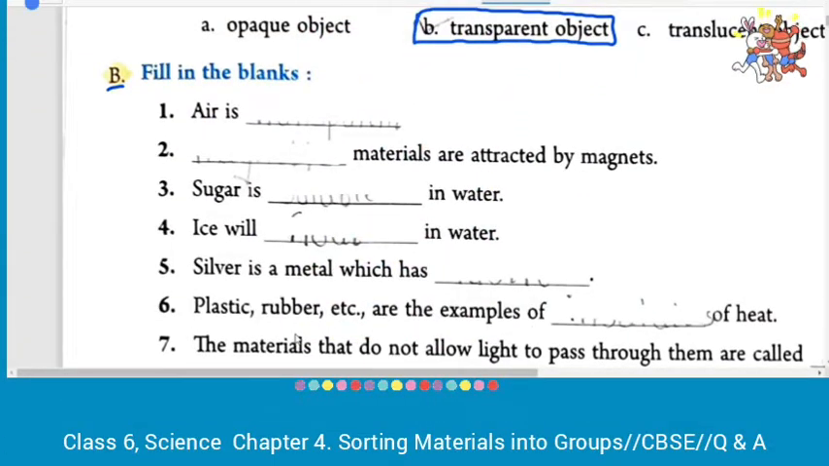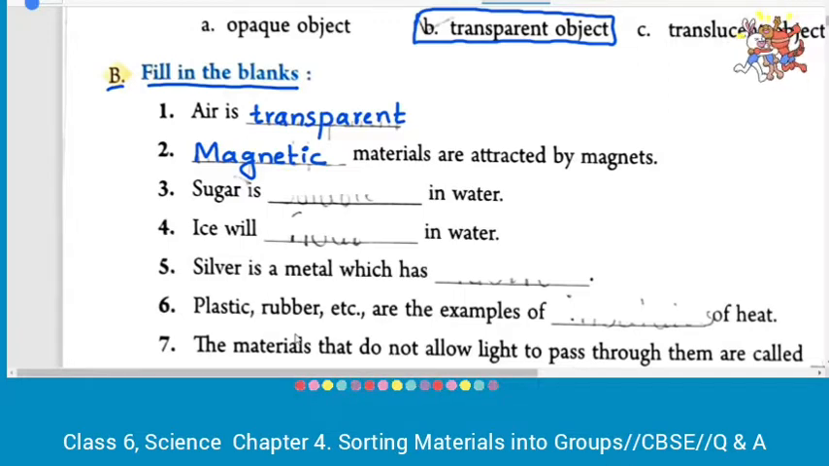Section B, fill in the blanks. First one: air is dash. Air is what? It is transparent. Second: dash materials are attracted by magnets. Magnetic materials are attracted by magnets. So the answer is magnetic. Magnetic materials are attracted by magnets.